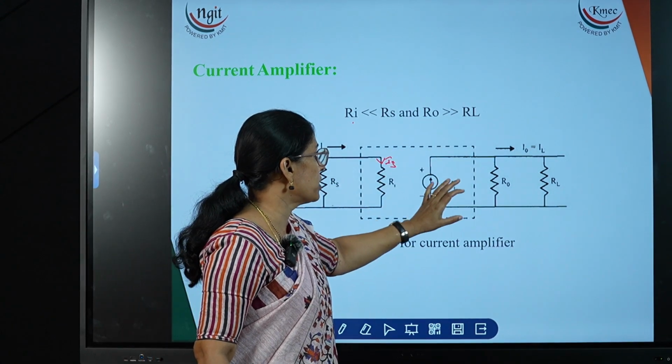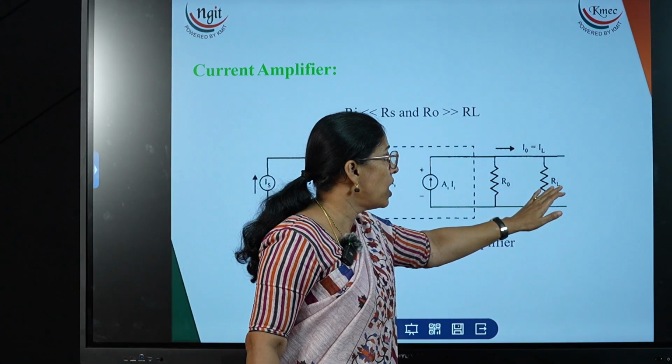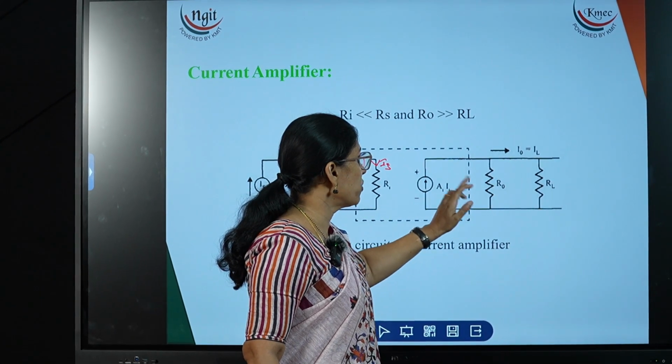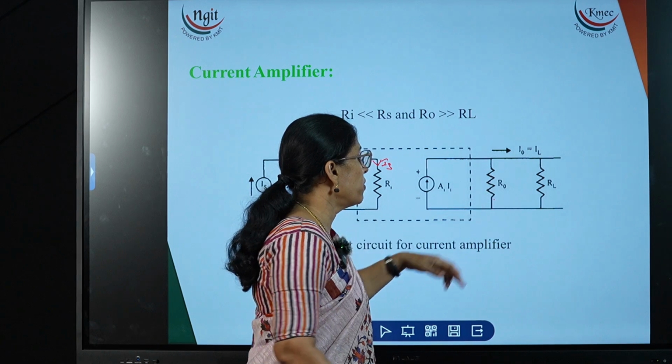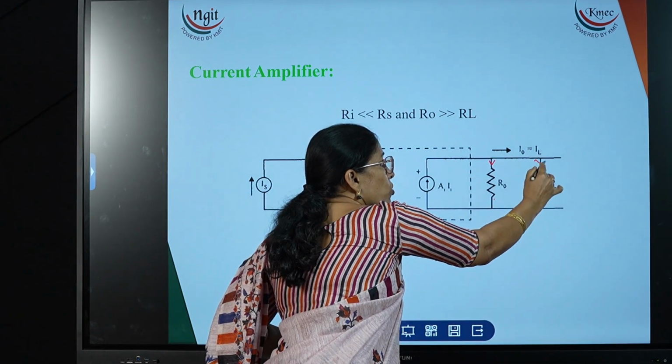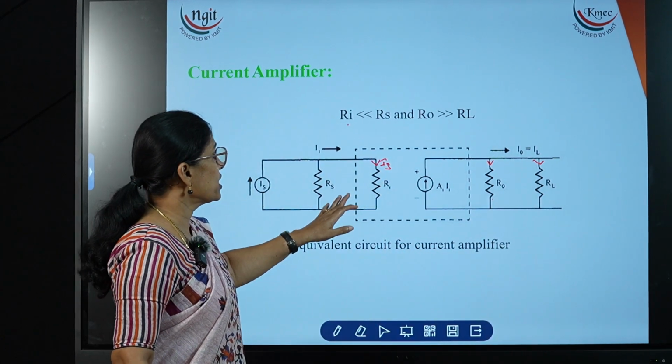Similarly, after the amplification the complete current should go to the RL. For that, the R0 value should be higher, so that it will not drop any current. Current will not flow through the R0, and the maximum current, or complete current, should flow through the RL. So this is the case of the current amplifier.